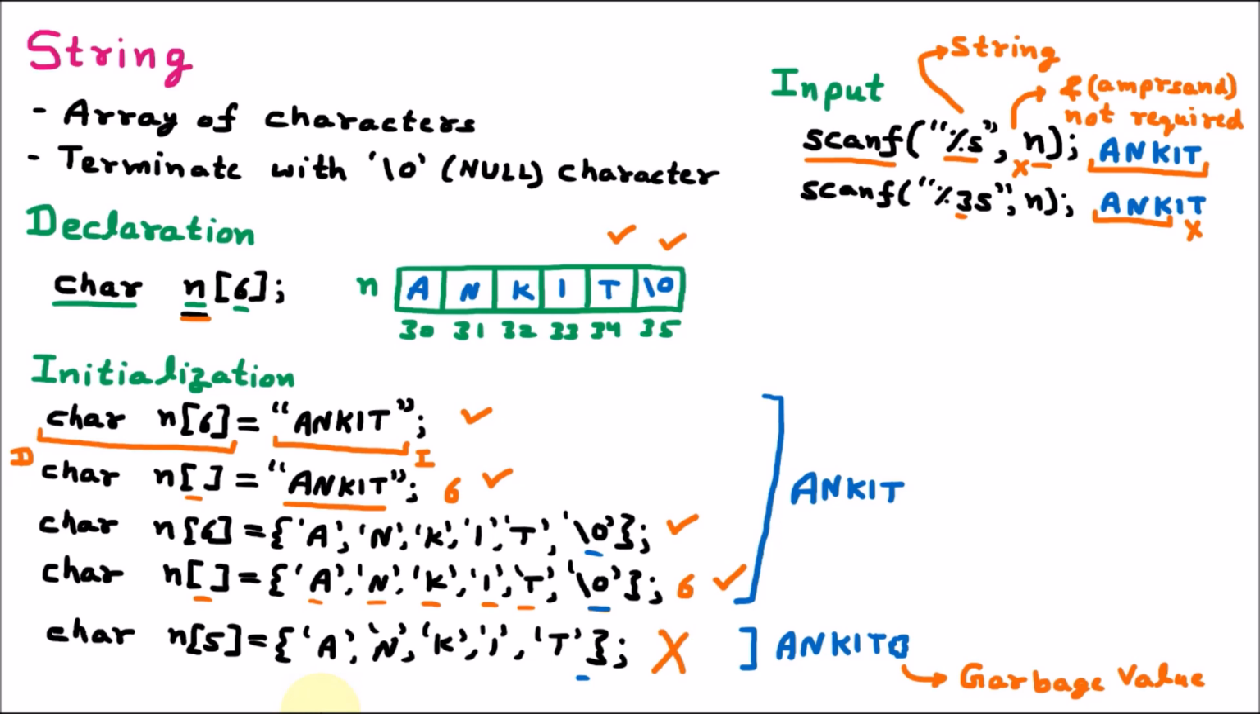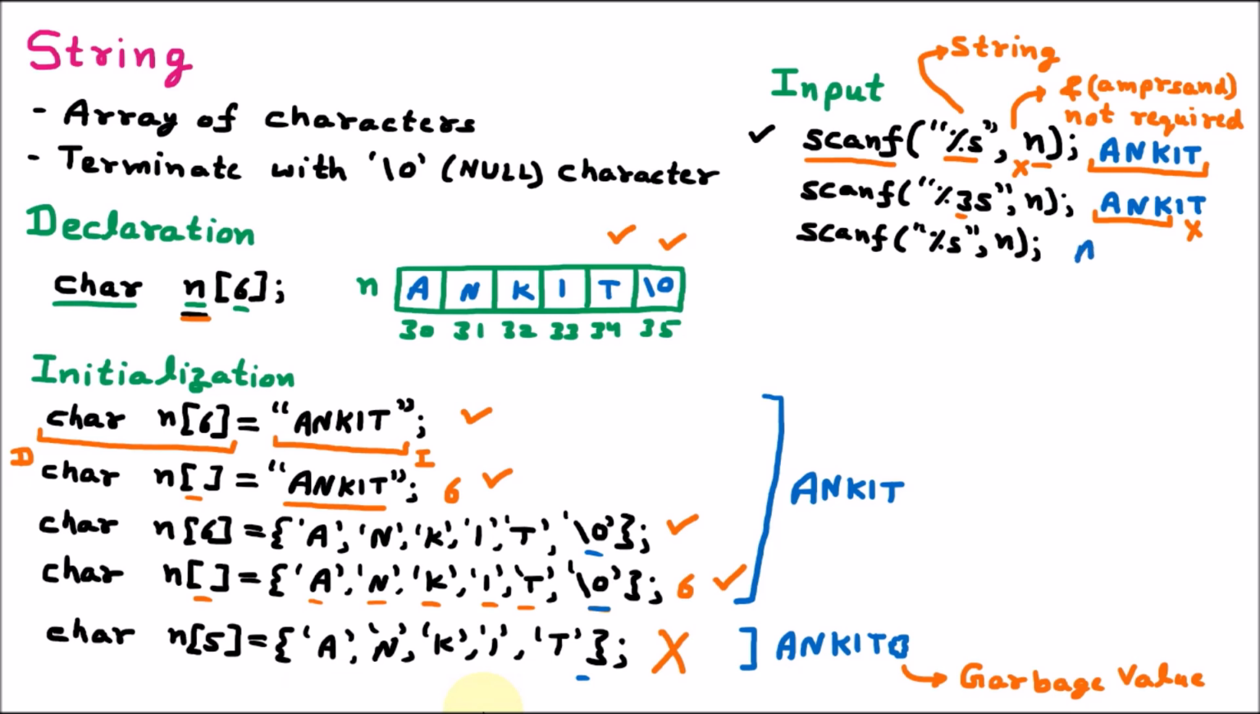If I am writing scanf one more time, I am saying scanf, then %s, that is for the string, comma, ampersand is not required, I am putting n here, then semicolon. This line is exactly the same as the first line. Let us suppose that here I am providing the input with a space.